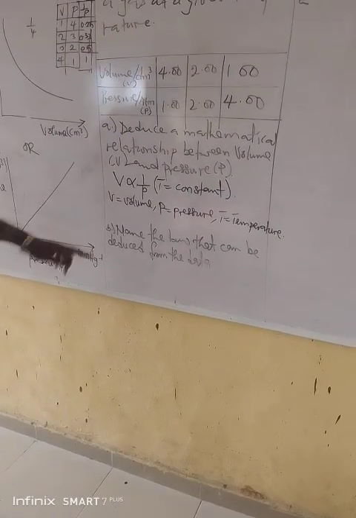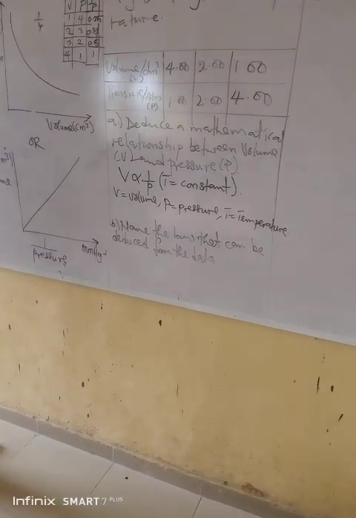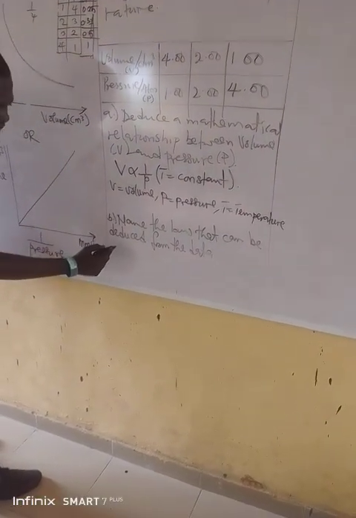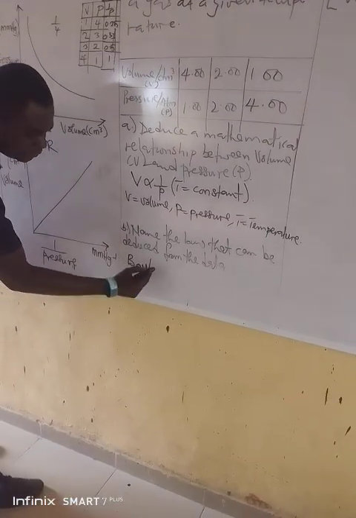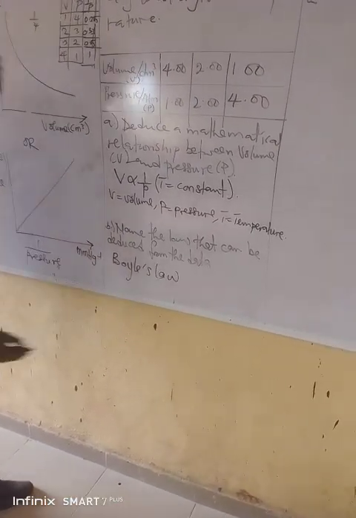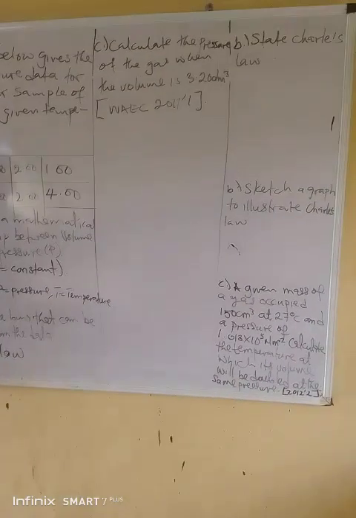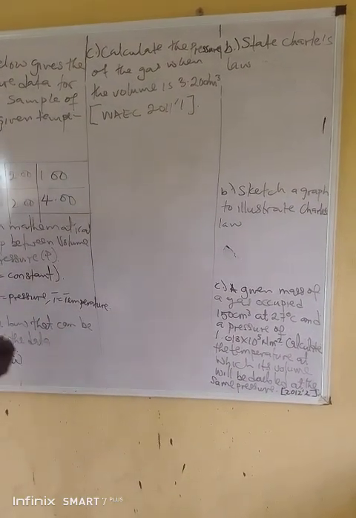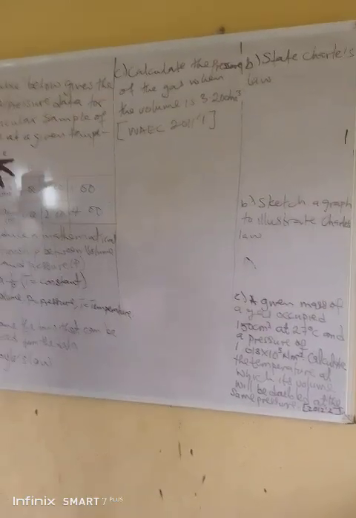Now, the next question says, name the law that can be deduced from the table. What is the law? Can somebody tell me? Boyle's law. Now, he said, calculate the pressure. We are looking for pressure, and we are still using this table.